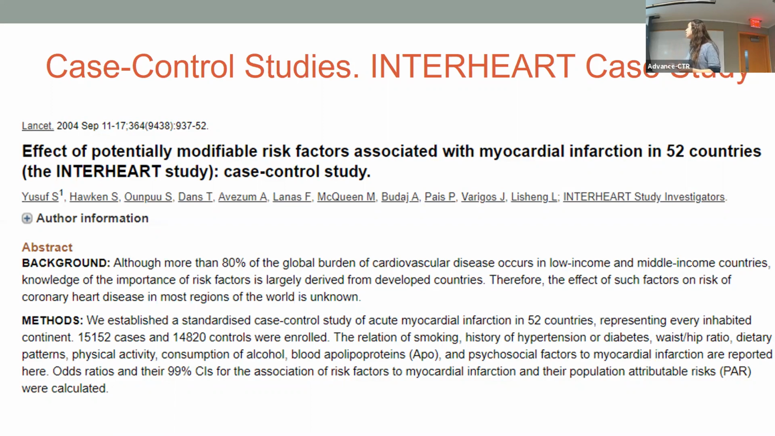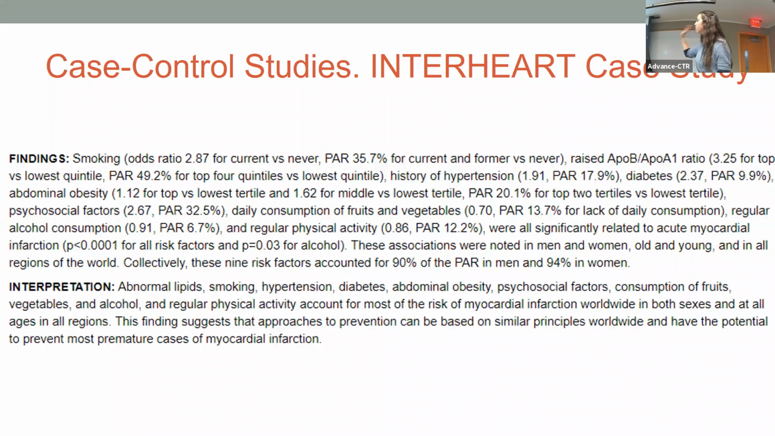So they had this large group of cases and controls, and they estimated a bunch of different odds ratios for all these different risk factors. They ended up finding a bunch of different results, and as you can see, they are reporting these odds ratios, which is what we've been discussing for case control studies. Their final findings are that many factors do help account for the risk of acute myocardial infarction, like abnormal lipids, smoking, diabetes, and so forth. Their interpretation is that by knowing these factors, we can hopefully prevent future cases.